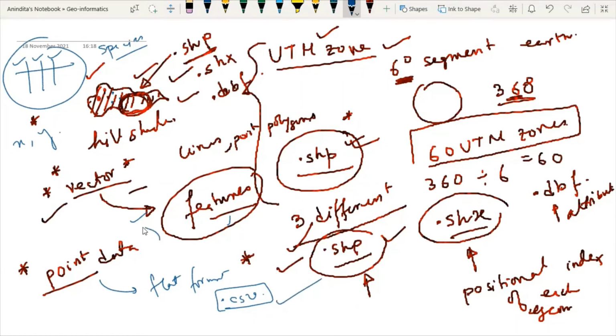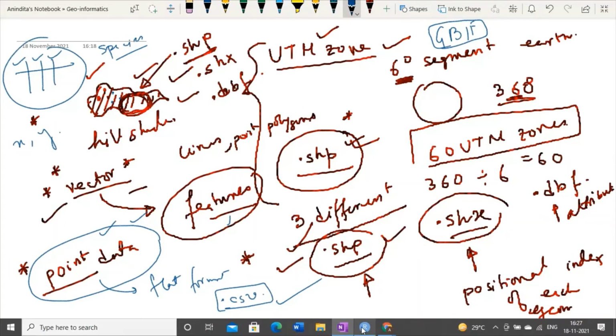That's why whenever you are accessing point data, the source of data will be different. The common source is known as GBIF. This is one of the common sources from where you can acquire species occurrence related data. So this is all about point data. Now come to the basic topic.